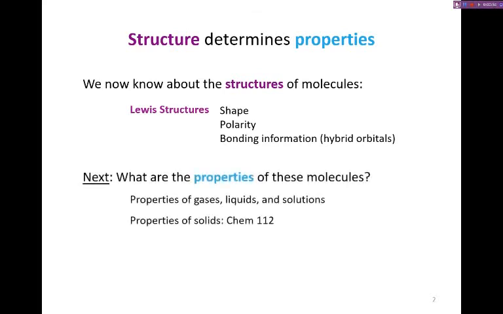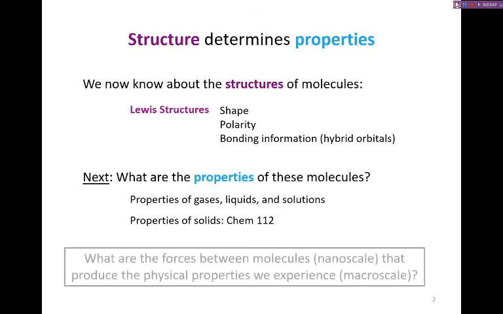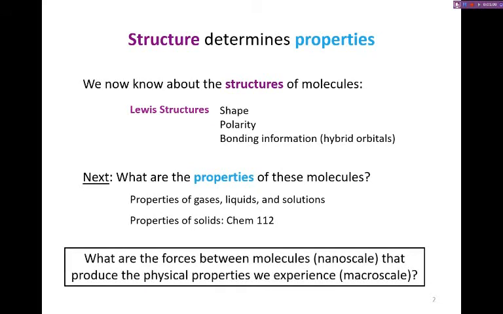The next thing that we're going to address is the properties of these molecules. We're going to learn about the properties of gases, liquids, and solutions. And if and when you take Chem 112, you'll learn more extensively about the properties of solids. So this raises a question. What are the forces that exist between molecules that produce the properties that we experience? So in other words, what's happening on the molecular level that shapes our daily life?